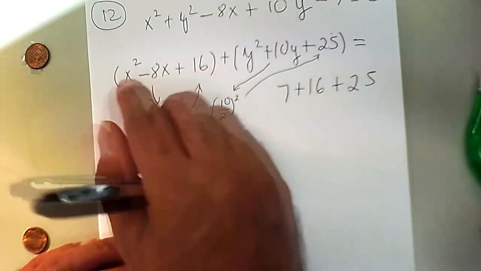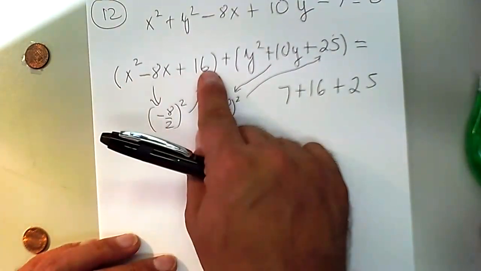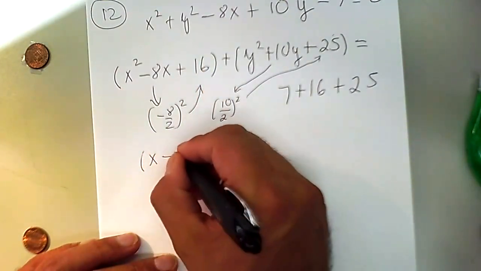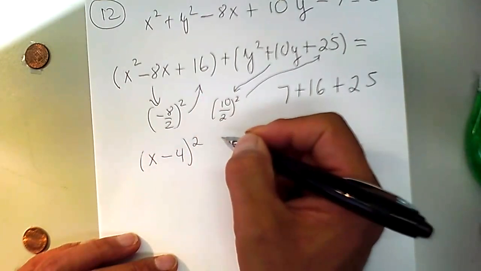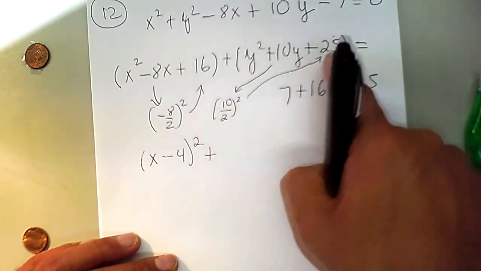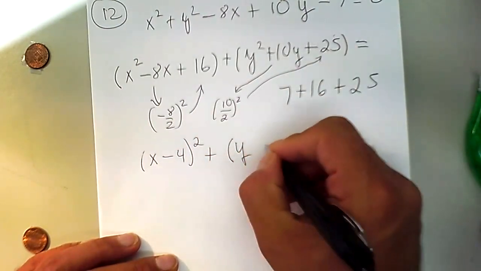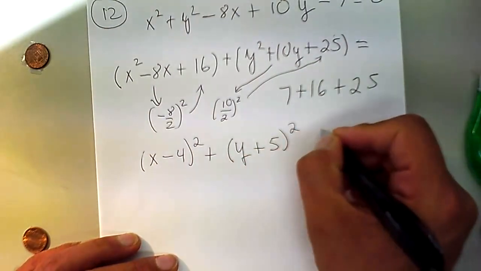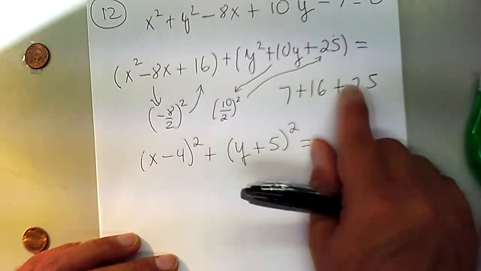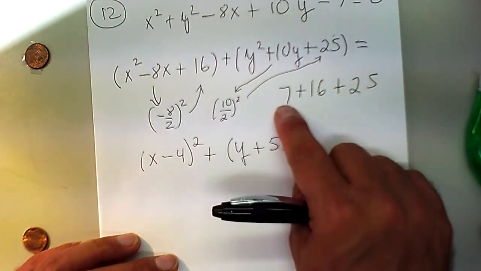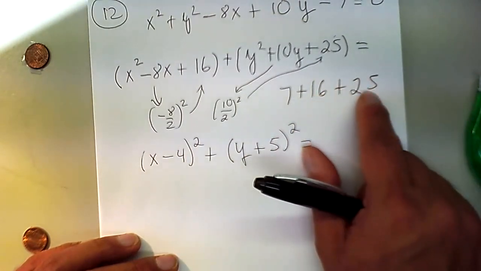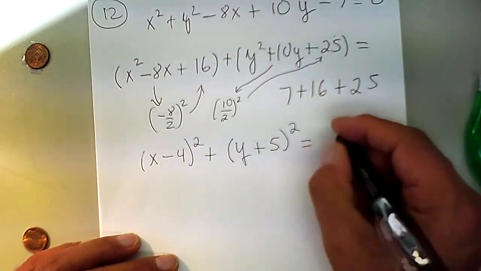Okay, let's factor this. By design, this is going to be a perfect square. It is going to be x minus 4 quantity squared, plus, again by design, y plus 5 quantity squared. And then we just add the numbers, 25 and 16 and 7. That is going to be 48.